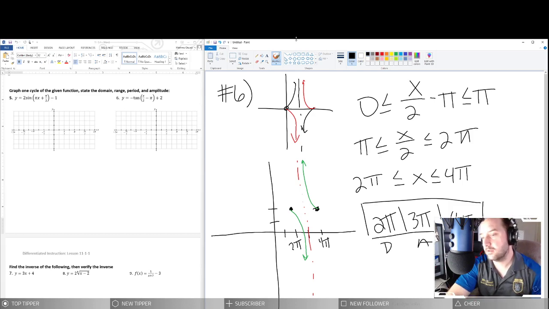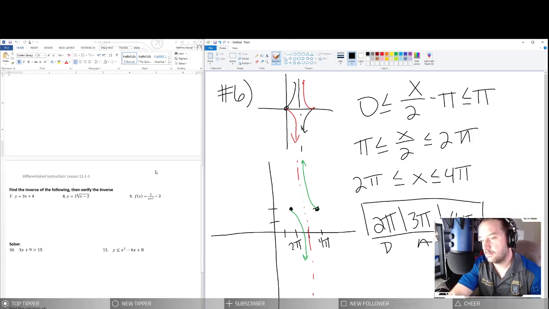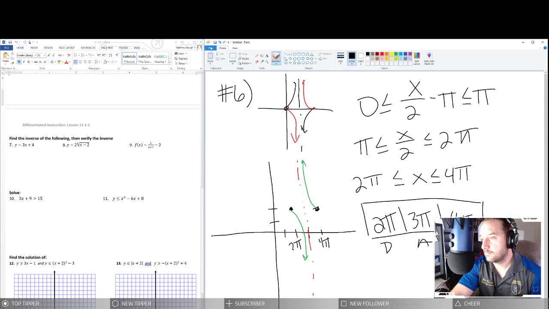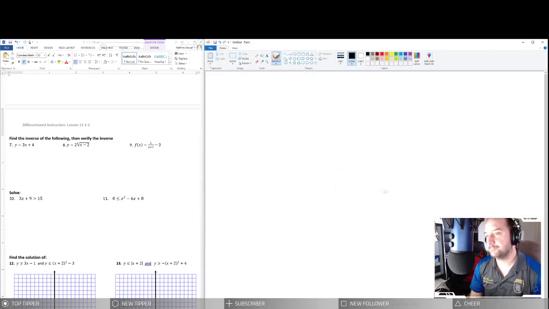Any questions on that? Uh-oh. Number 10 has a typo. That's supposed to say 0. All right. Or sorry, number 11. Finding the inverse. Let's look at number 9.